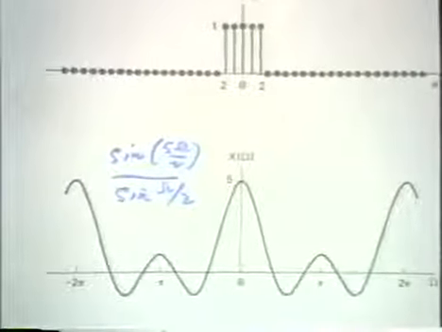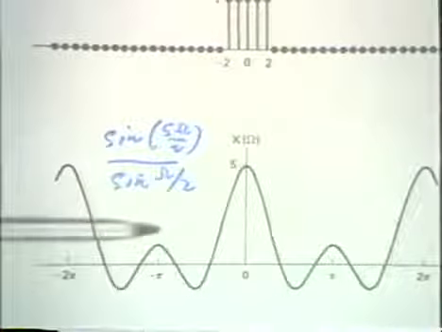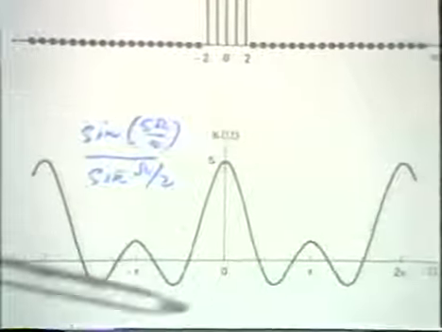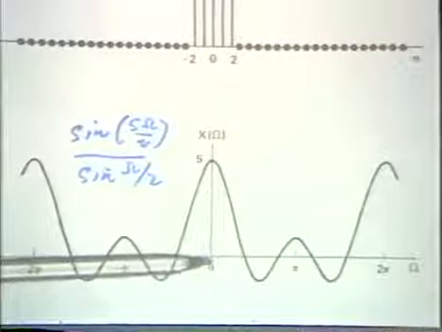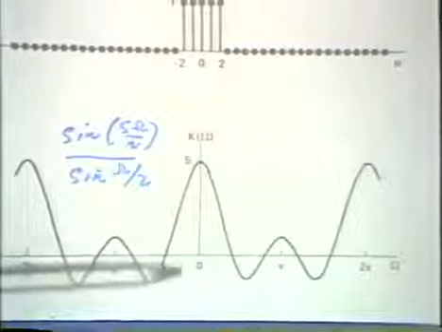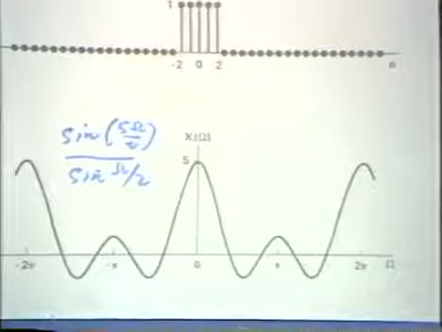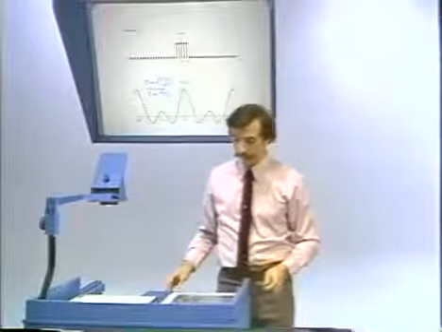And notice, of course, as we would expect, that this is a periodic function of the frequency variable omega, repeating, of course, with a period of 2 pi. Whereas in the time domain, the function was not a periodic function, it's aperiodic.